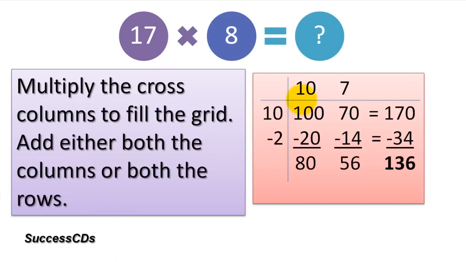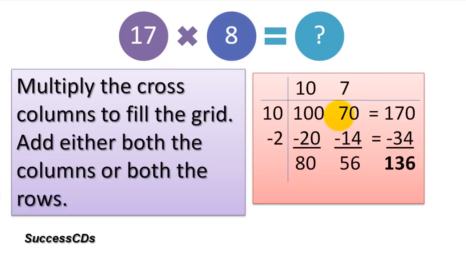Over here you can see we have multiplied 10 and 10 and we have got 100 as the product. Next 7 multiplied by 10 gives us 70. Then we will multiply 10 and minus 2, we get minus 20. 7 multiplied by minus 2 gives us minus 14. Now we will add either both the columns or both the rows.